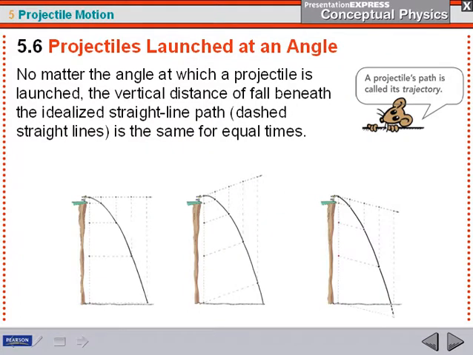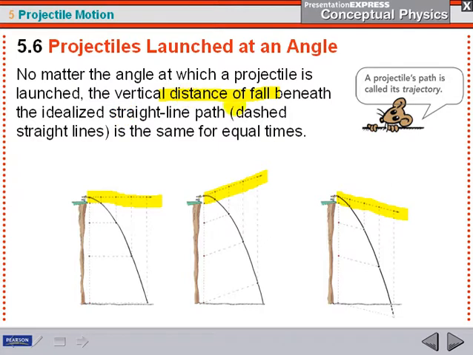So let's look at this first picture. We're looking at three projectiles being launched: this one's being launched straight out horizontally, this one's being launched a little bit up, and this one's being thrown a little bit down. The point here is the vertical distance of fall beneath, that means how far the ball drops from where it's thrown. Here's the path that it actually travels, the black line. This is the path that the person threw it along, sort of the angle they threw it at. But the ball is going to drop off because of gravity.